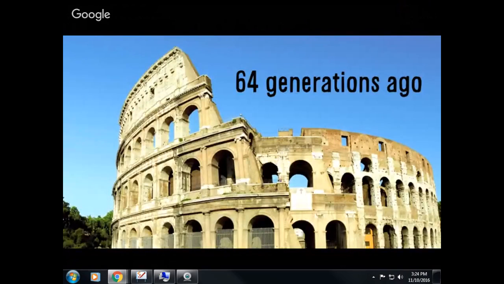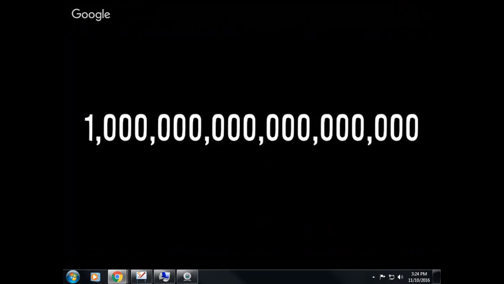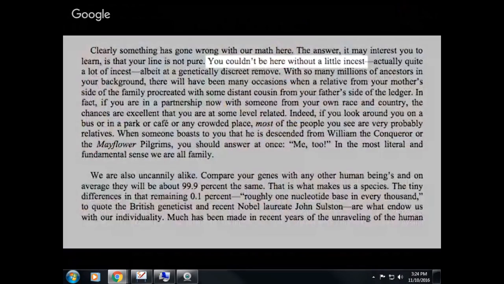Well, if you follow your family tree all the way back to the time of the ancient Romans, 64 generations ago, that tree would need 1 quintillion separate individuals, which is a number that is larger than the number of humans who have ever existed, ever. So what does that mean? Well, I think Bill Bryson put it best when he said, you couldn't be here without a little incest. Actually, quite a lot of incest.